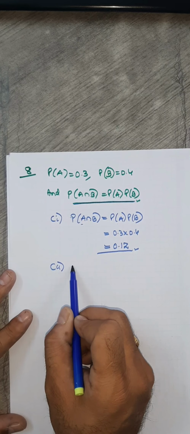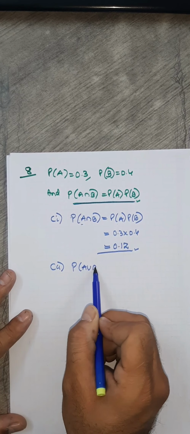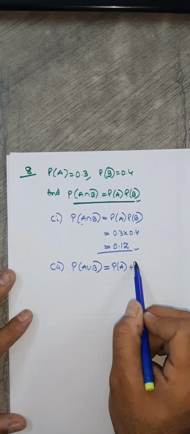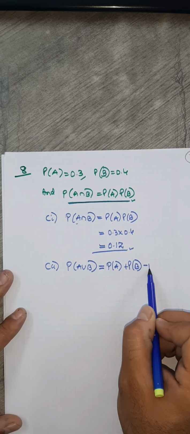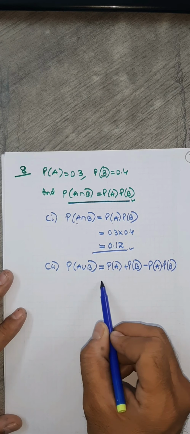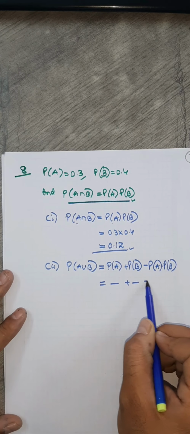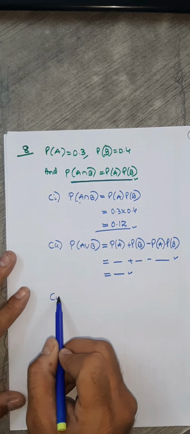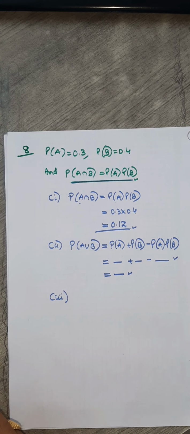Second question, P of A union B, which we did in the previous question. First use the addition rule. P of A plus P of B minus P of A intersection B, which I'll write directly as multiplication. You know everything on the right hand side. Place the values and simplify. That is your answer.